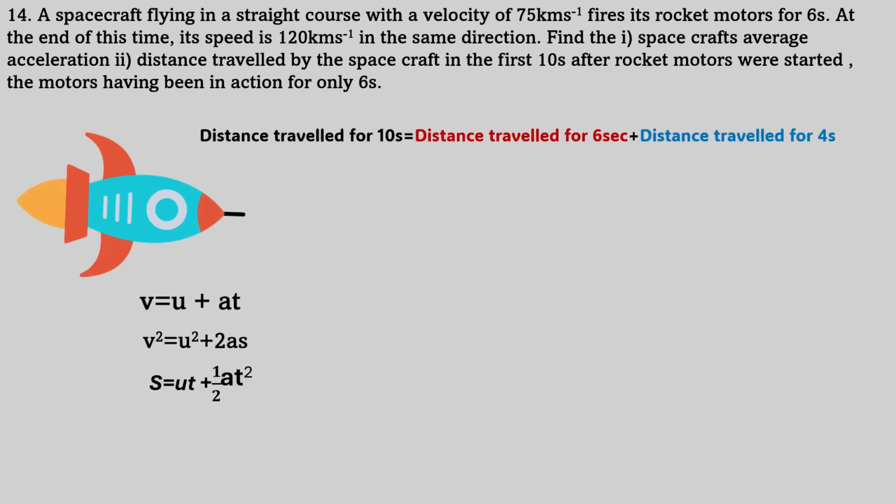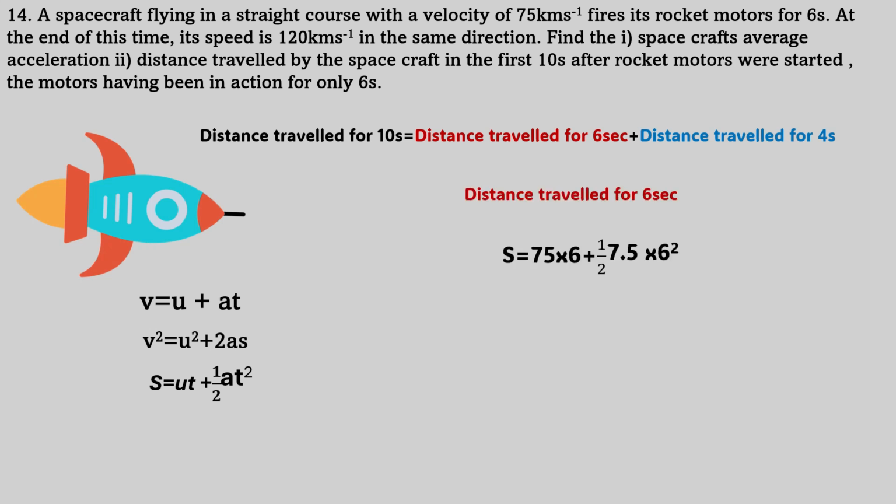तो ये जो डिस्टेंस ट्रेवल फॉर 10 सेकेंड जो है तो that can be split up into distance traveled for 6 seconds because the motors had already been in action for 6 seconds, means at that time the velocity or the acceleration was developed. After that it was moving with a velocity of 120 kilometer per second for the remaining 4 seconds. So you are to find out the distance traveled for 6 seconds and the distance traveled for 4 seconds.